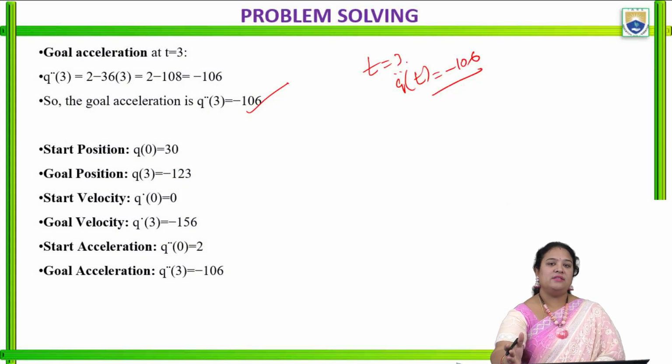So at the start, the position is 30, and at the goal point it is -123. And the velocity at the start point is 0 and at the goal point is -156. The acceleration at the start point is 2 and at the end point is -106.